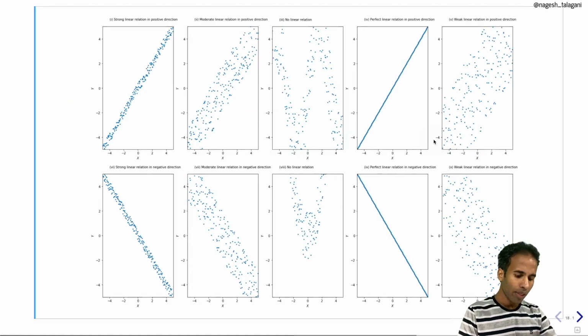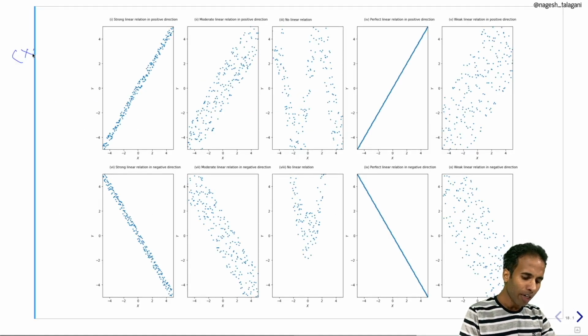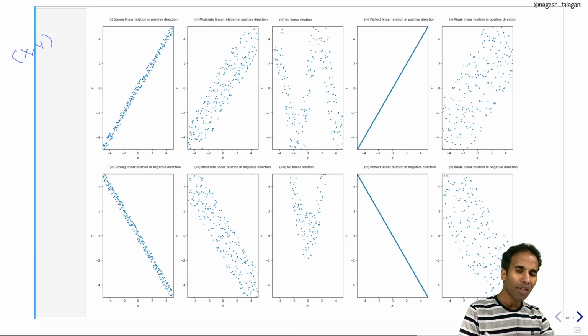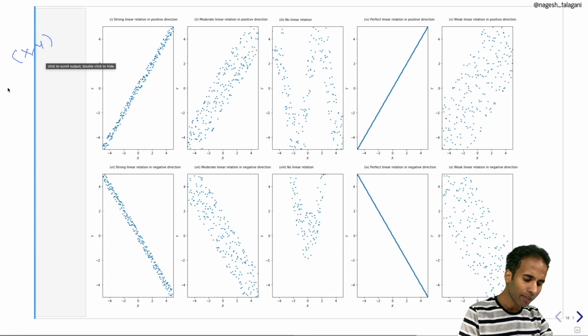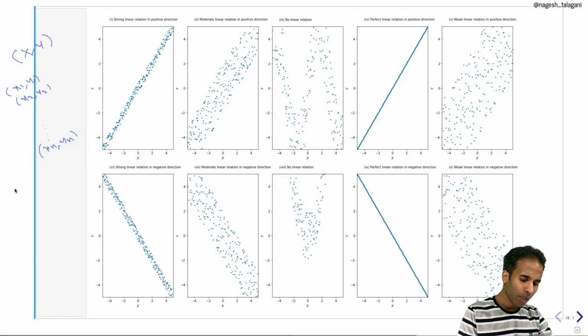Okay. Let us say we have a bivariate random variable (x, y). From its distribution, let us say we got a random sample of size n like this: x1, y1, x2, y2, and so on. We got n data points from its distribution. Let's say we plot a scatter diagram.